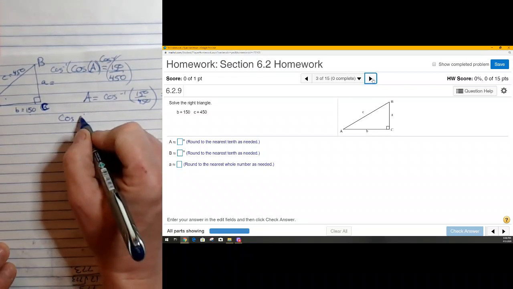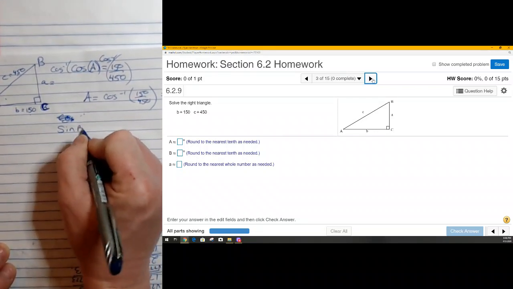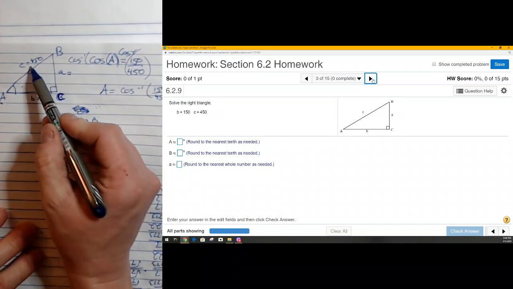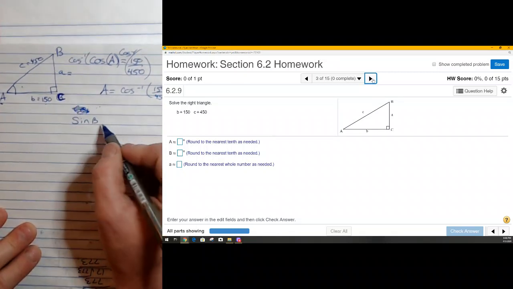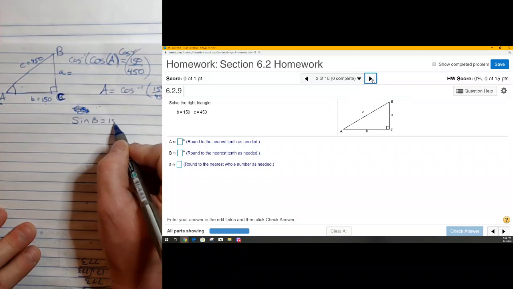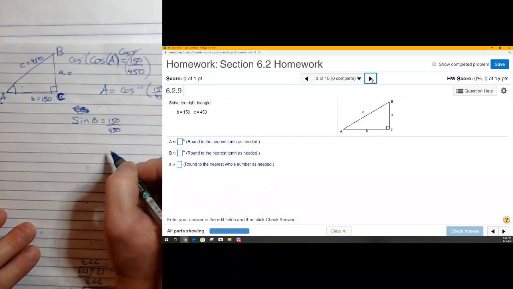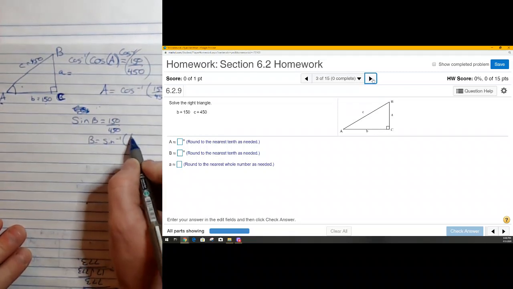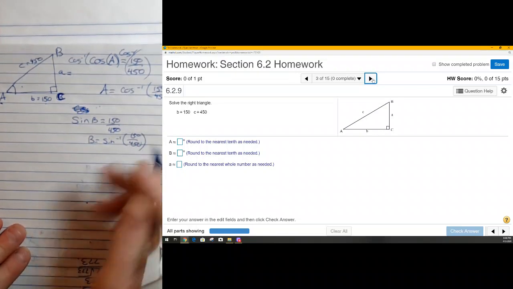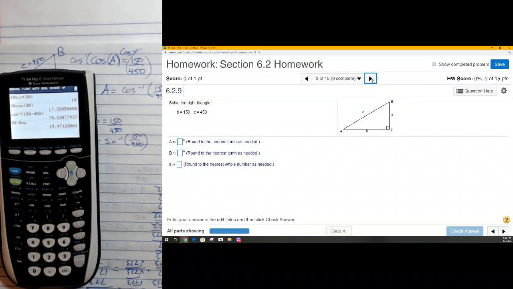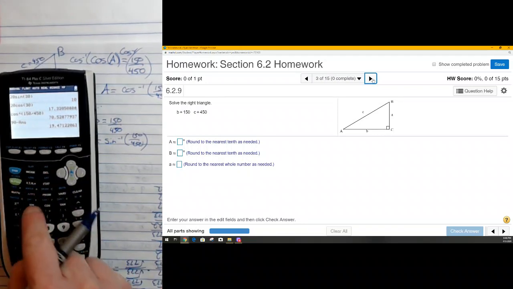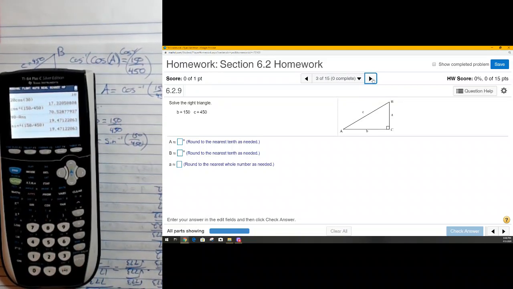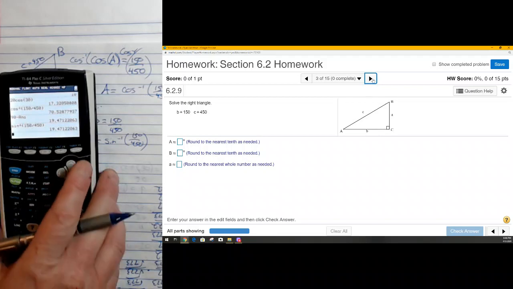We could say the sine of B. We have B here. Little b is the opposite. C is the hypotenuse. Great. So now I can say sine B is equal to 150 over 450. So I can use an inverse trig function again. B is equal to inverse sine of 150 over 450. So I'm going to do second sine of 150 divided by 450, and I get my answer, and it's going to be exactly the same.